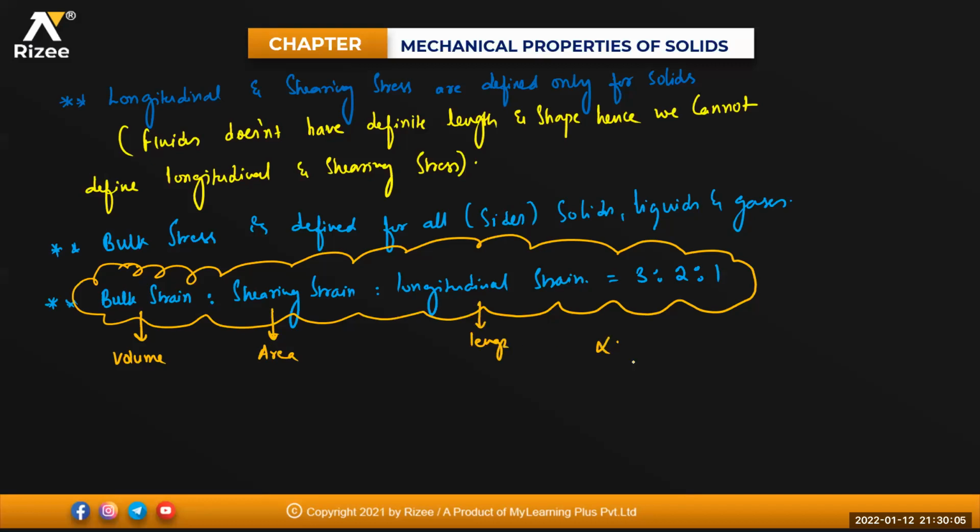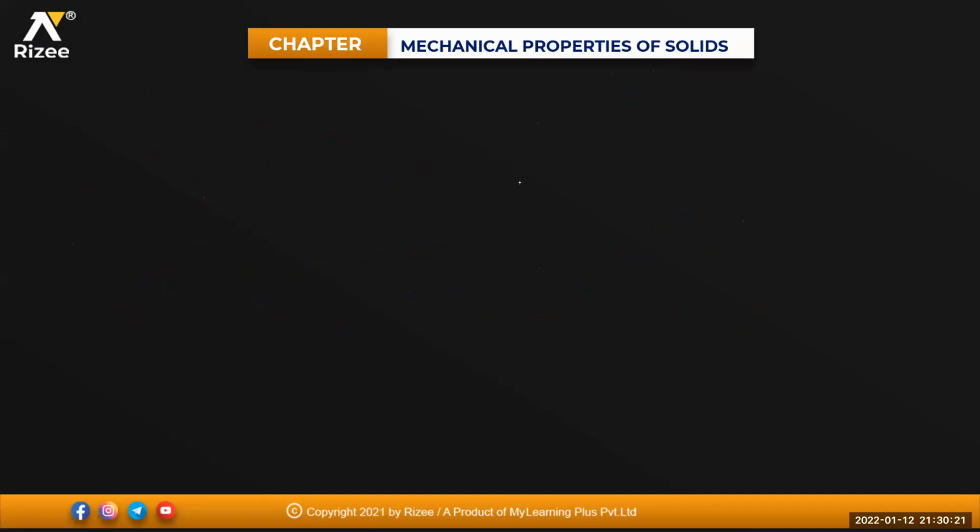Like alpha, beta, gamma is equal to 1:2:3. Alpha is for one dimension. Beta is for two dimensions. Gamma is for three dimensions. Done. Okay, next one.